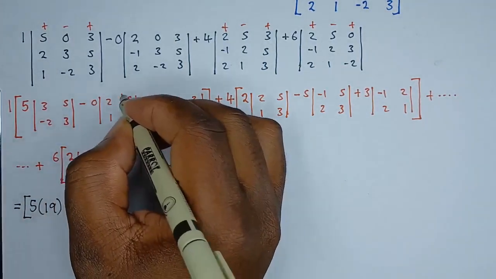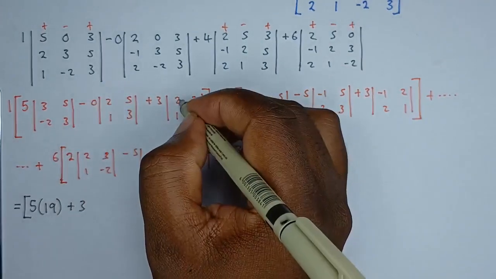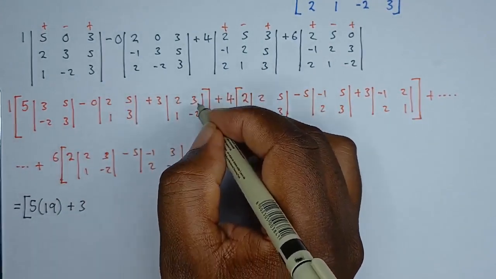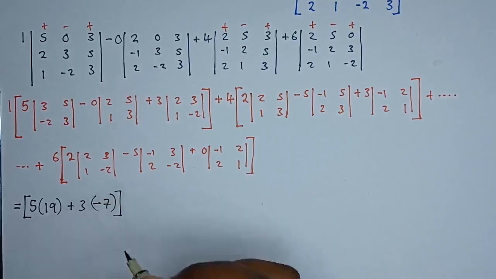Here there's a 0, so everything will cancel. So plus this 3 here. So this will be negative 4 minus 3, which should give us negative 7. Okay, so we're done with the first bracket.